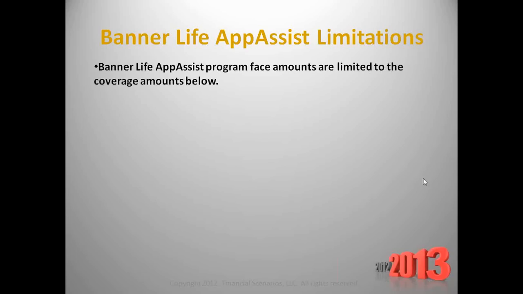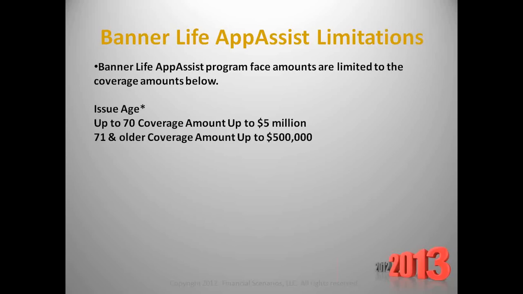First of all, they're limited to issue age under 70. You can only sell $5 million of life insurance. So that's your limitation here. If you have any clients that want to buy $5 million and one, then this isn't going to work. You're going to have to fill out the application yourself and run it through your own program. Or if they're 71 or older, it is limited to $500,000.